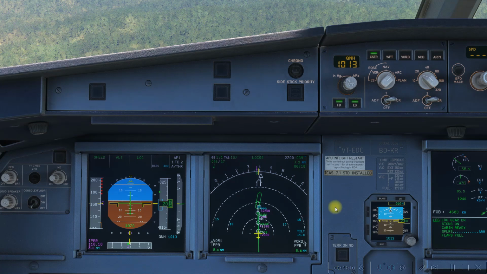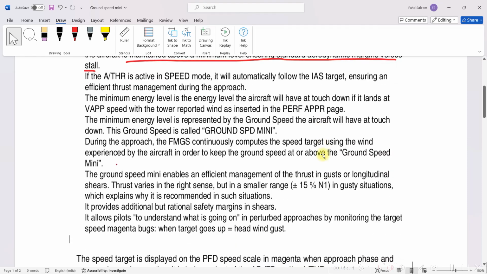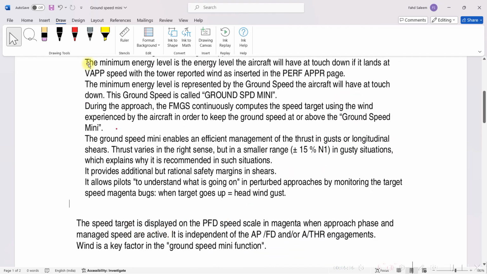Additional points to remember: if you look at the FCOM, it says the same thing, that the speed target is displayed on the PFD speed scale in magenta when approach phase and managed speed is active. So you need to have these two criteria met to receive the GS Mini functionality. Approach phase has to be activated and the speed has to be managed.